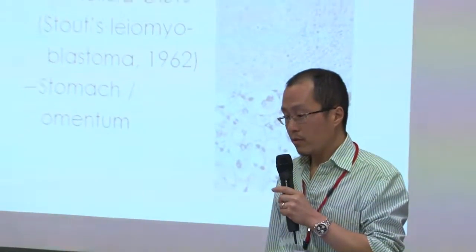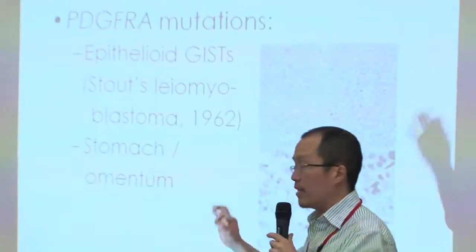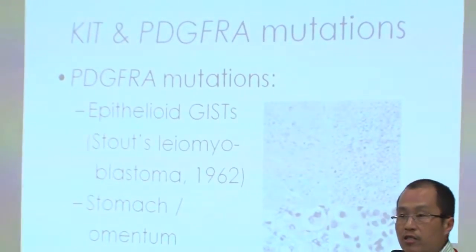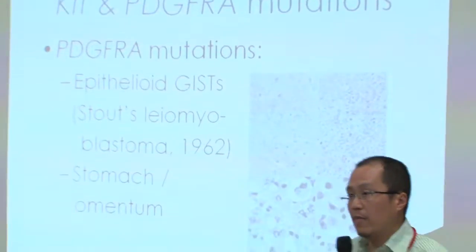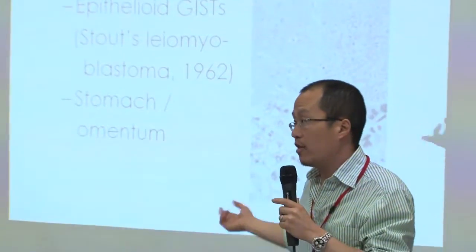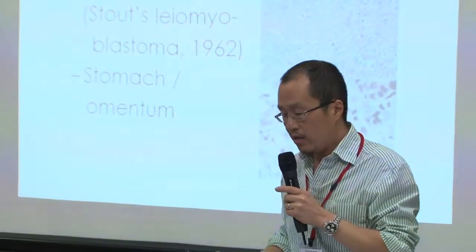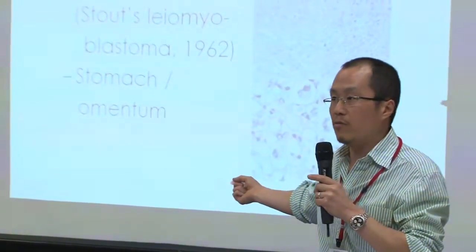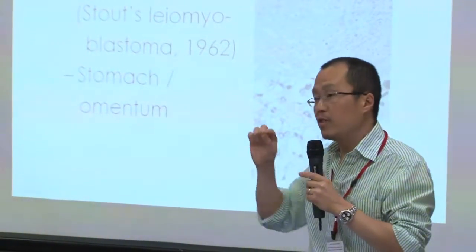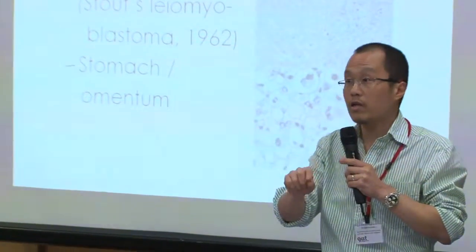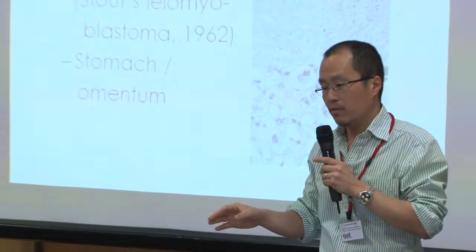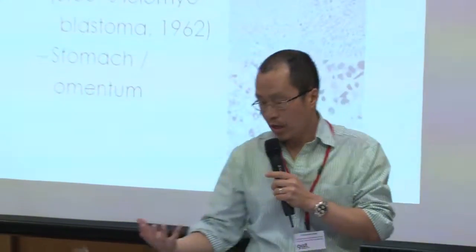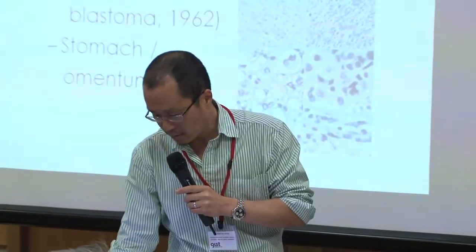PDGFRA mutations are almost always confined to these epithelioid cysts. That's the picture I showed you from 1962, Stout's paper, which he called a leiomyoblastoma. We would now call that an epithelioid cyst, and I'm almost certain that had that cyst been studied, it would show a PDGFRA mutation. We also know these mutations tend to occur in cysts in the stomach, and more rarely in the omentum. So there's a link between genetics, what we see under the microscope, and what the patient will show as well.